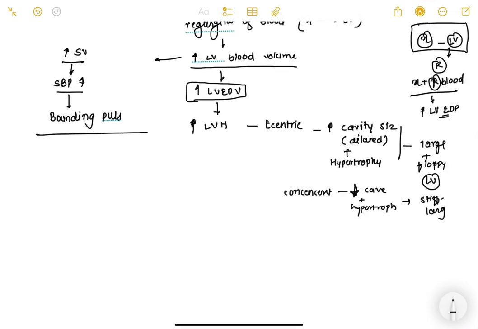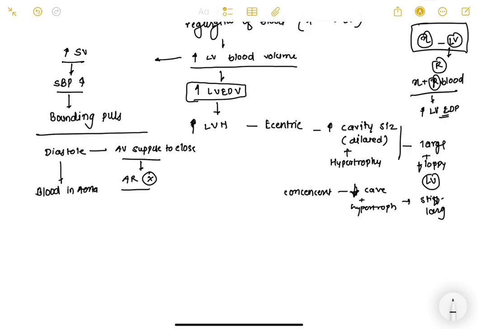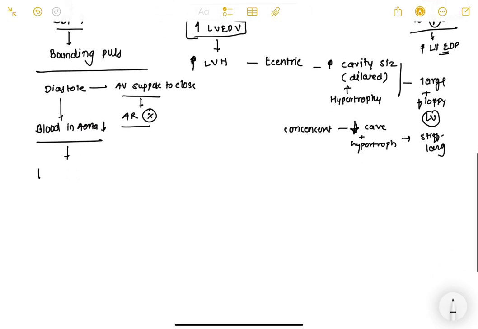Similarly, whenever there is a diastole, in diastole the aortic valve is supposed to close, but it doesn't in case of AR. So in diastole, the blood in the aorta decreases. That means there is a decrease in pressure at the aorta.